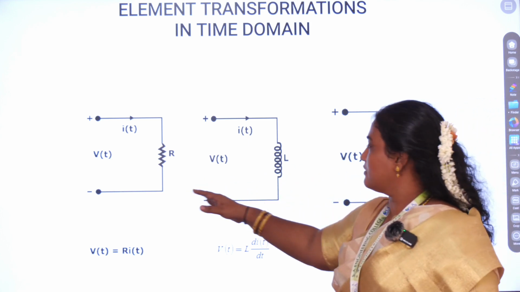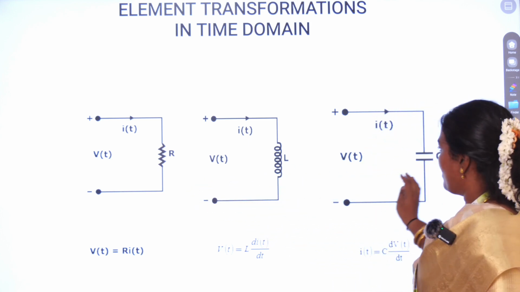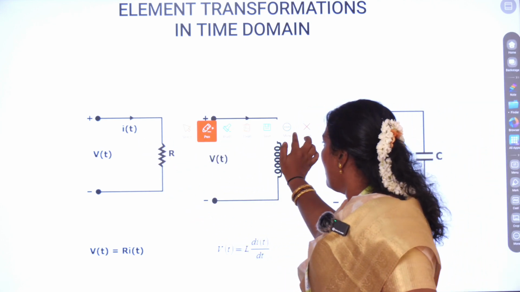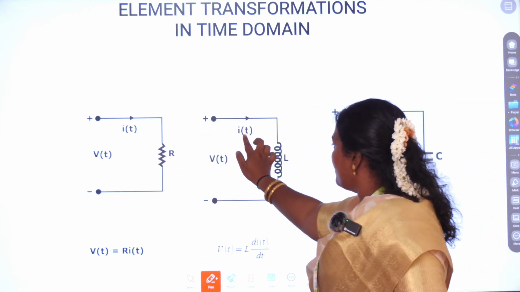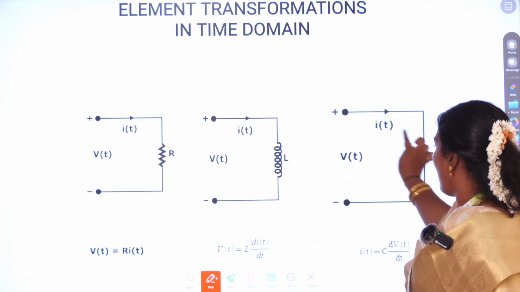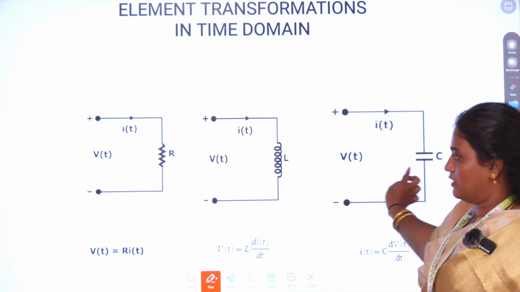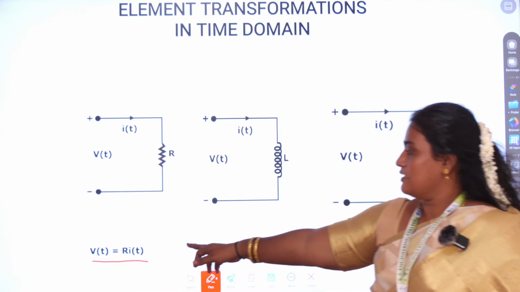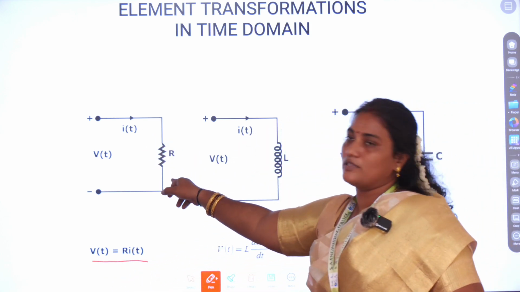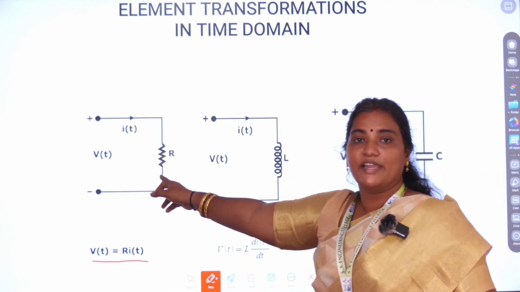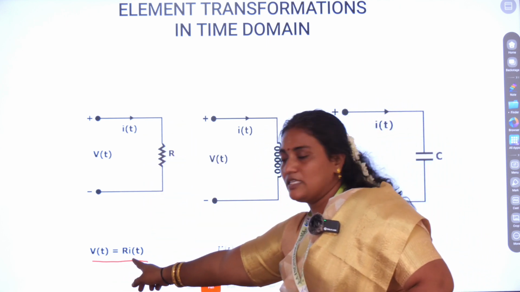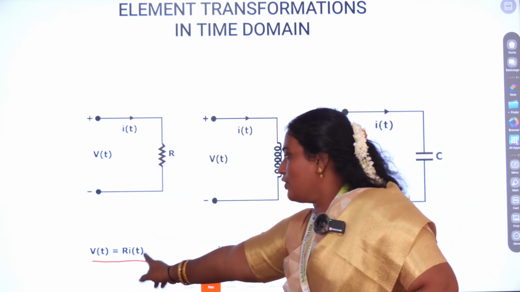Next we have to make use of I of t with respect to R, I of t with respect to the inductor, and I of t with respect to the capacitor. So I can say that V of t is given by the current that flows across a resistor, because a resistor opposes the flow of current. So V of t is equal to R into I of t.